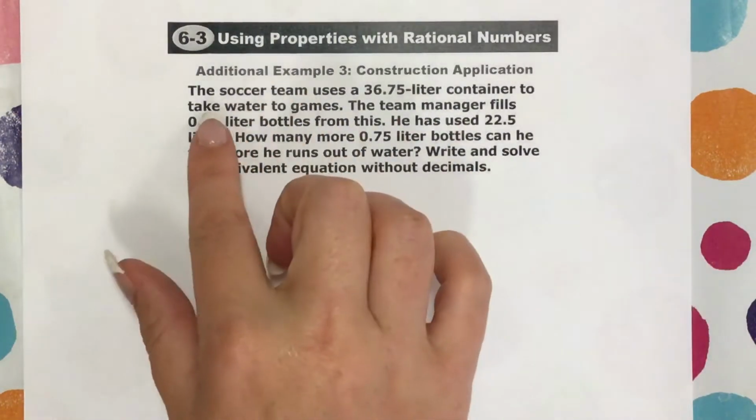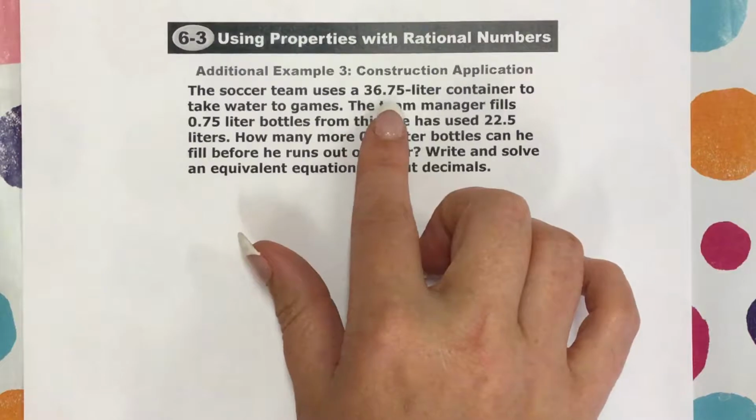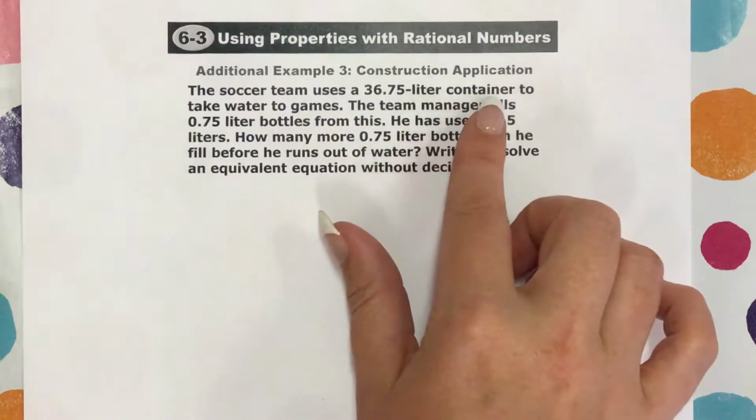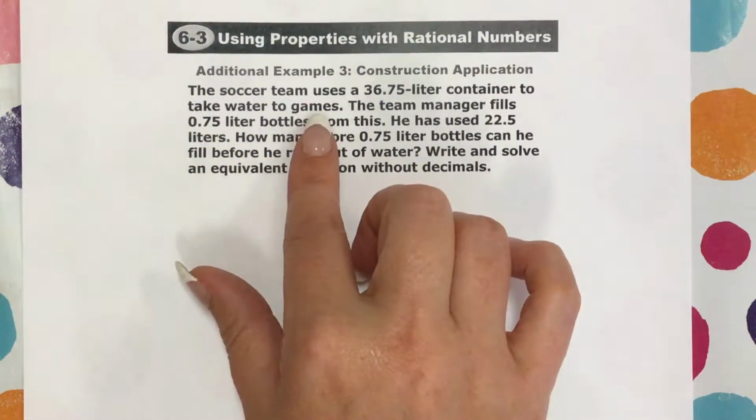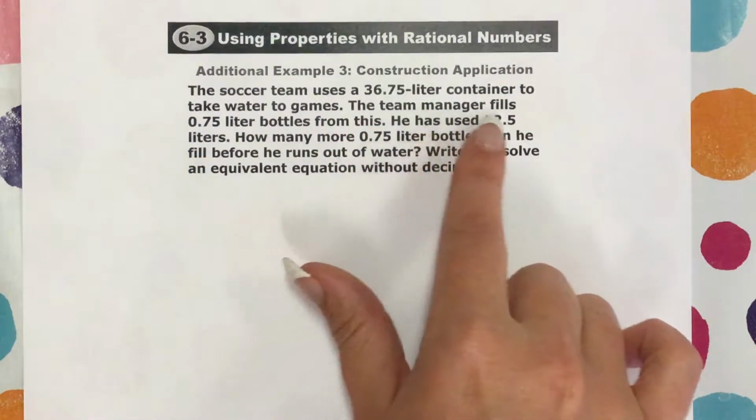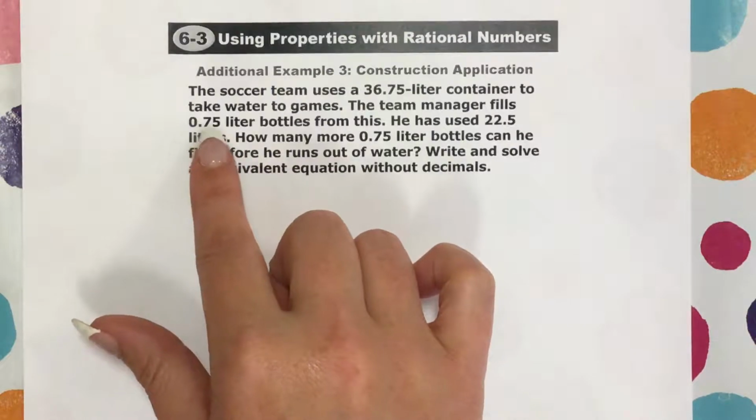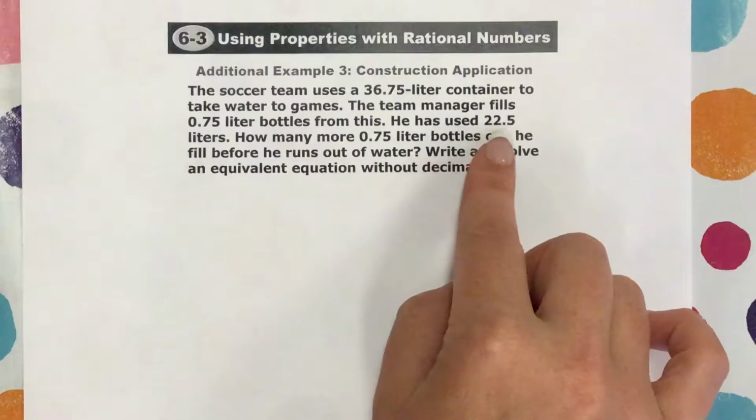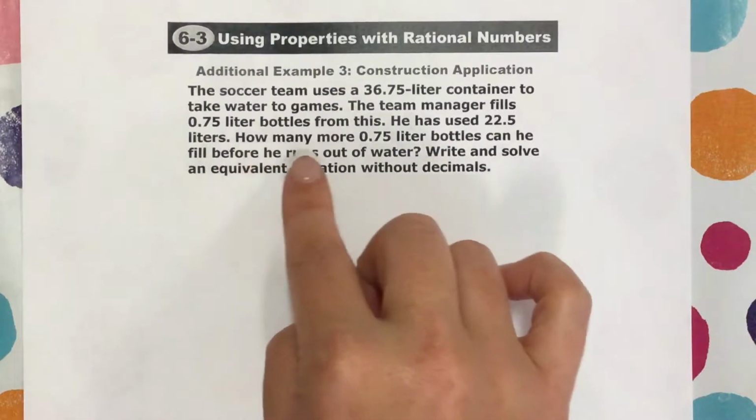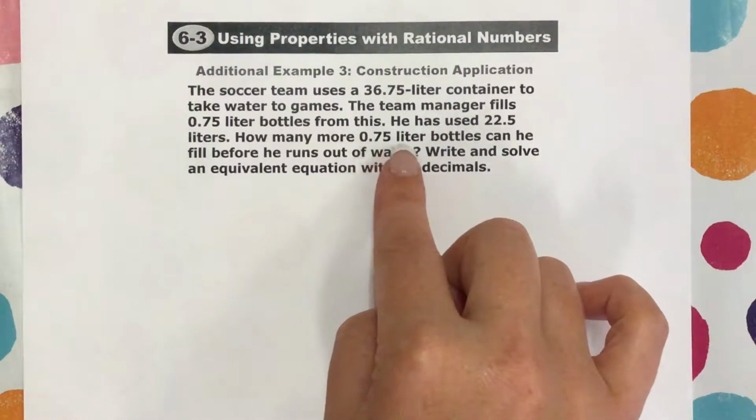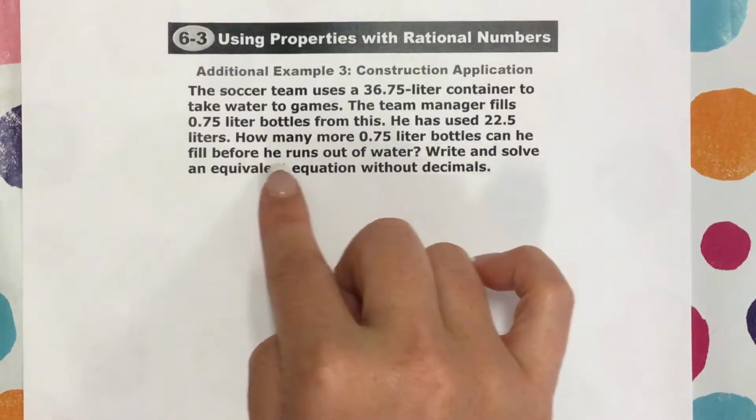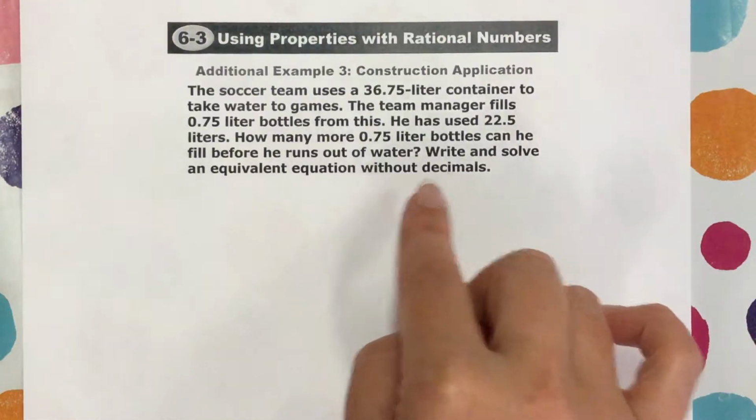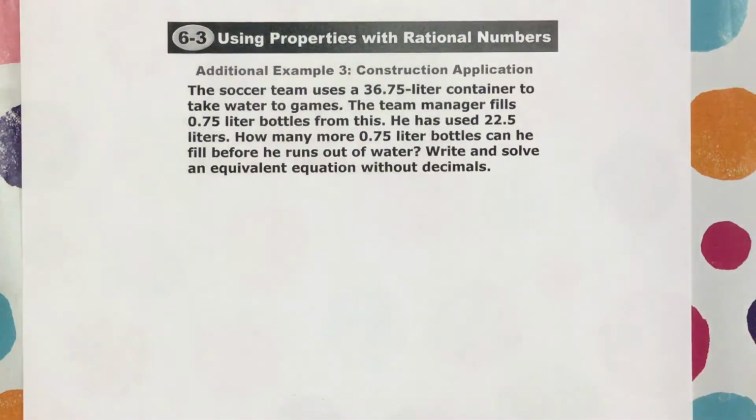What this states is the soccer team uses a 36.75 liter container to take water to games. The team manager fills 0.75 liter bottles from this. He has used 22.5 liters. How many more 0.75 liter bottles can he fill before he runs out of water? Write and solve an equivalent equation without decimals.